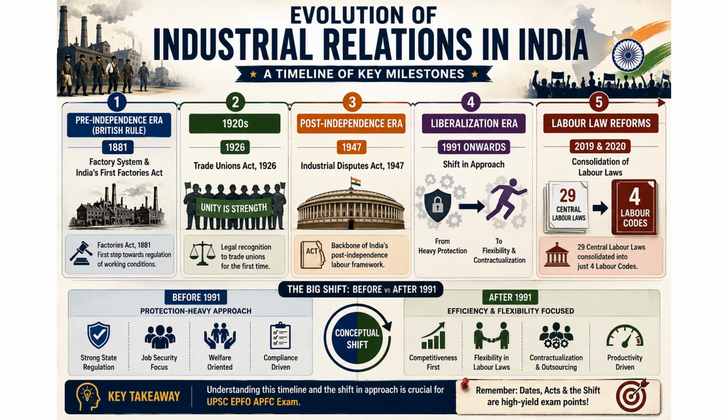Right after independence, in 1947, came the Industrial Disputes Act. This became the backbone of India's post-independence labor framework. Then, from 1991 onwards, with liberalization, there was a clear shift away from heavy protection and toward flexibility and contractualization of labor. And finally, in 2019 and 2020, the government consolidated 29 separate central labor laws into just 4 labor codes.